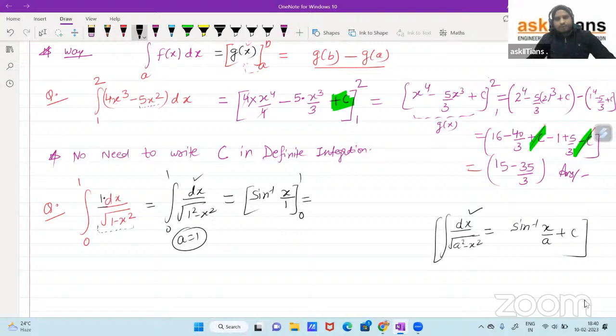So now you have to put in the upper limit here. The upper limit will be sine inverse of 1 minus, and the lower limit will be sine inverse 0. So it will be sine inverse of 1 minus sine inverse 0. Now sine inverse 1 is pi by 2. Why? Because sine pi by 2, that is sine 90, is 1. Minus sine inverse 0 will be 0, because sine 0 is 0. So the final answer will be pi by 2.